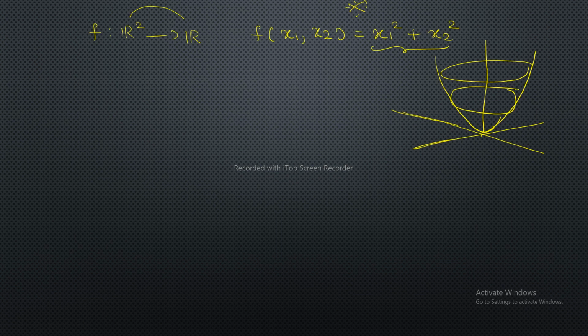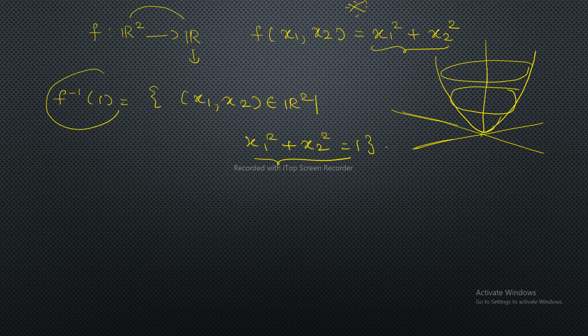Let me pick an element, say f inverse of 1. You have to collect all those (x1, x2) in R2 such that x1 squared plus x2 squared is equal to 1. What is this? This is a circle. The level set is a subset of R2, so in your R2 I collect all those (x1, x2) such that x1 squared plus x2 squared is equal to 1. That is nothing but the circle with radius 1, the unit circle.